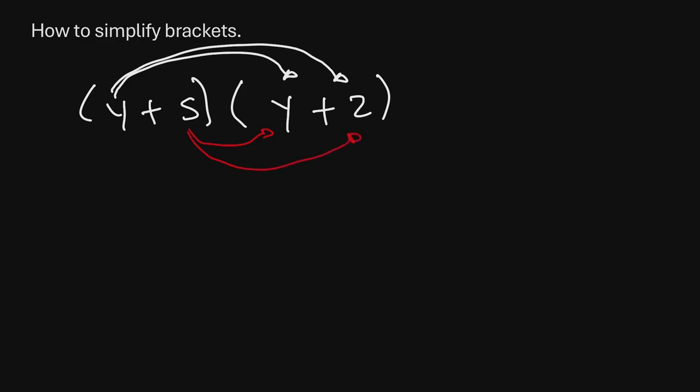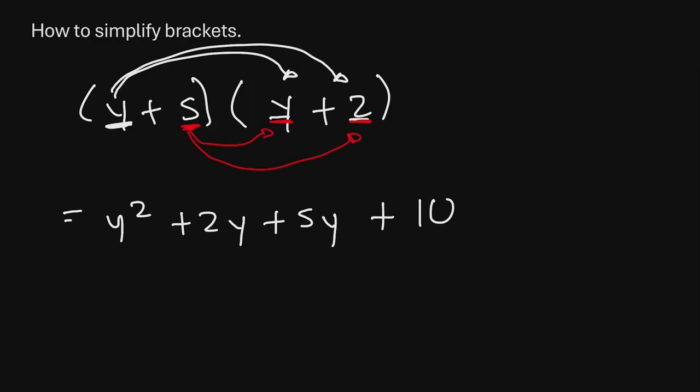So this will simplify to what? Remember, y multiplied by y gives us y squared. Then y multiplied by 2 gives us 2y. Now we move to 5: 5 multiplied by y gives us 5y, and then 5 multiplied by 2 gives us 10.